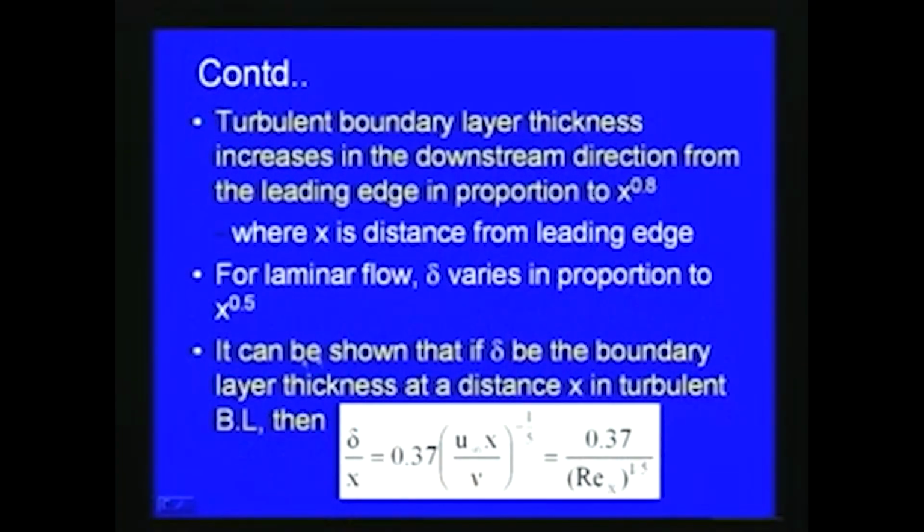Also, through various experiments and in the literature, we can see that if delta is the boundary layer thickness at a distance x in the case of a turbulent boundary layer, then delta by x is equal to 0.37 times (u infinity, the free stream velocity, into x by nu, the kinematic viscosity) to the power minus 1 by 5. So, this is equal to 0.37 divided by Re_x to the power 1 by 5, where Re_x is the Reynolds number at location x. So, delta by x, the boundary layer thickness with respect to the distance from the leading edge, is equal to 0.37 divided by Re_x to the power 1 by 5.